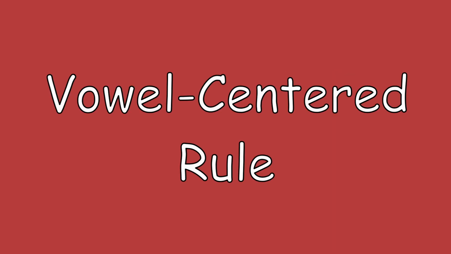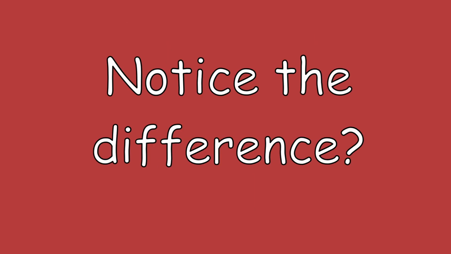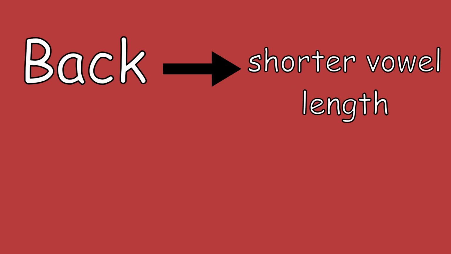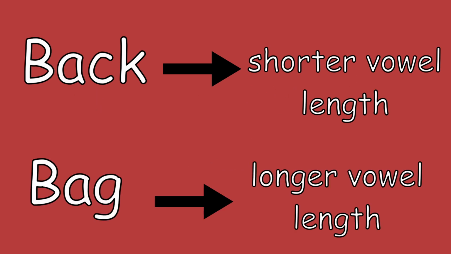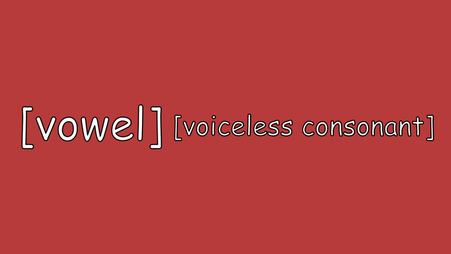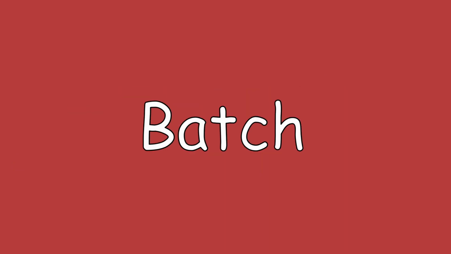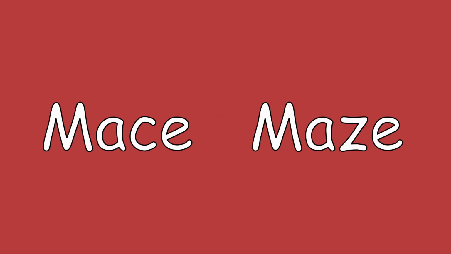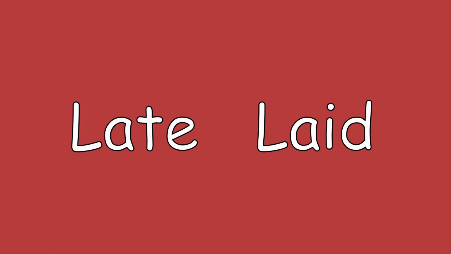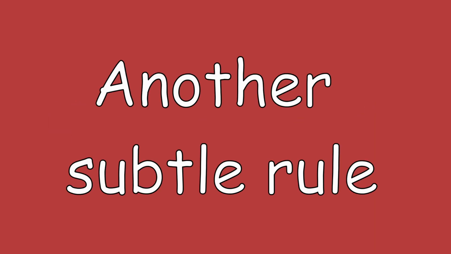This next rule is focused on vowels. Listen to the word back versus the word bag. Notice the difference? The A sound in back is much shorter than the A sound in bag. This is because there's a rule in English that vowels are shorter when the consonant following them is voiceless. More examples are batch versus badge, mace versus maze, or late versus laid. This is another subtle rule in English.